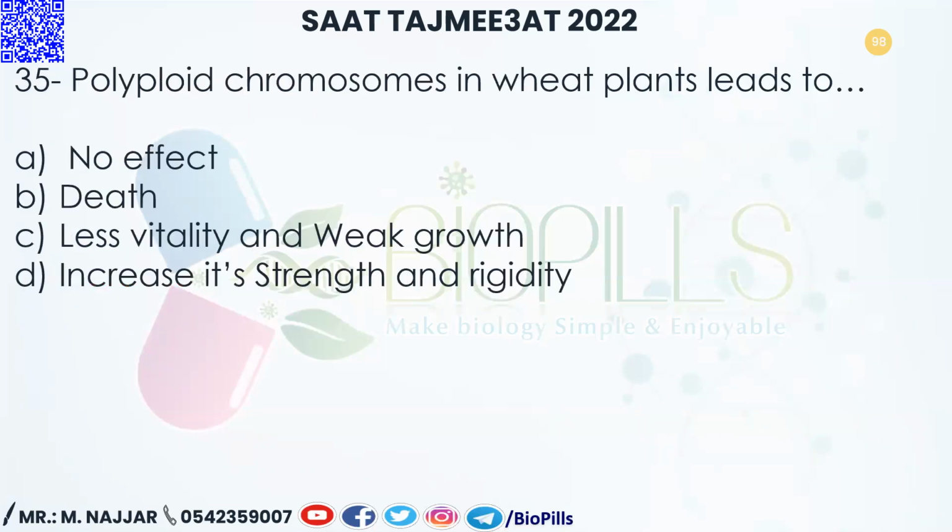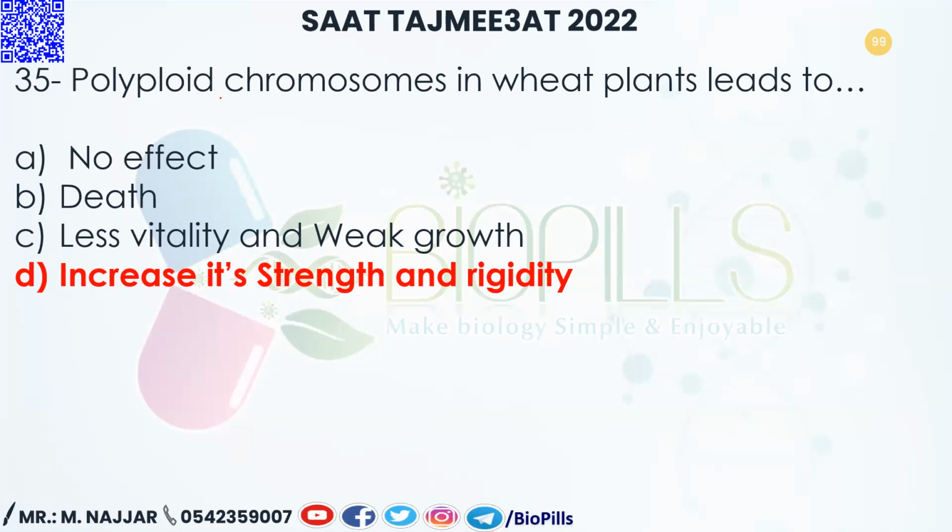Question number 35. Polyploid chromosomes in wheat plants lead to A, no effect, B, death, C, less vitality and weak growth, D, increase its strength and rigidity. Think about it. This is, by the way, not a new question, and the answer is D, which is increase its strength and rigidity.